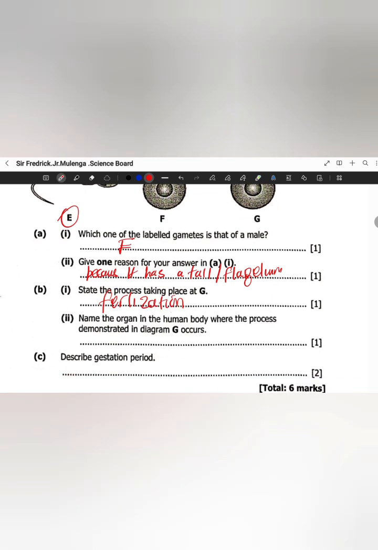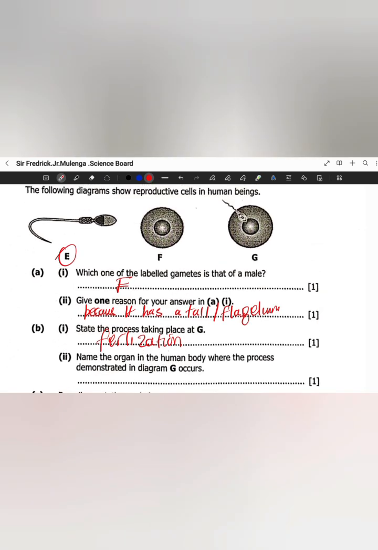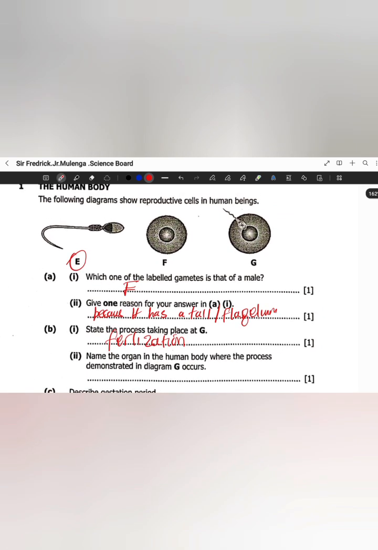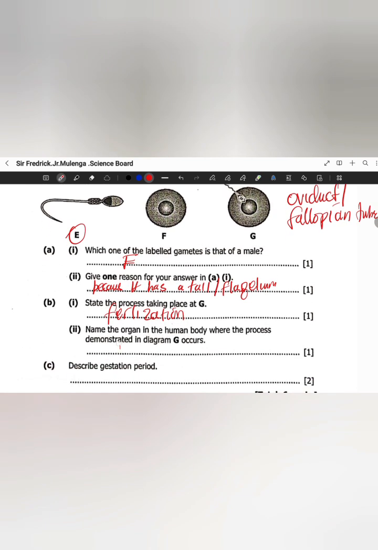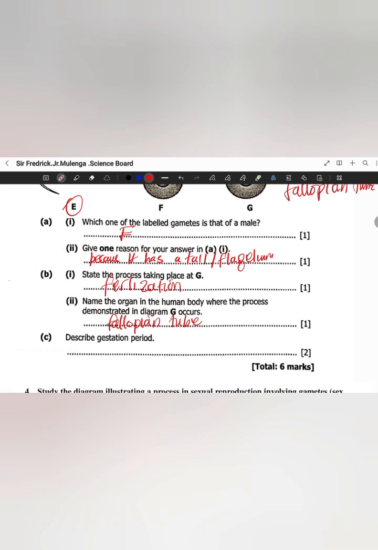Name the organ in the human body where the process demonstrated in G occurs. You know where it takes place, and I mentioned that it takes place in the oviduct. The other term you could use is fallopian tube. So you put there fallopian tube. Just like that, you are passing the exam.